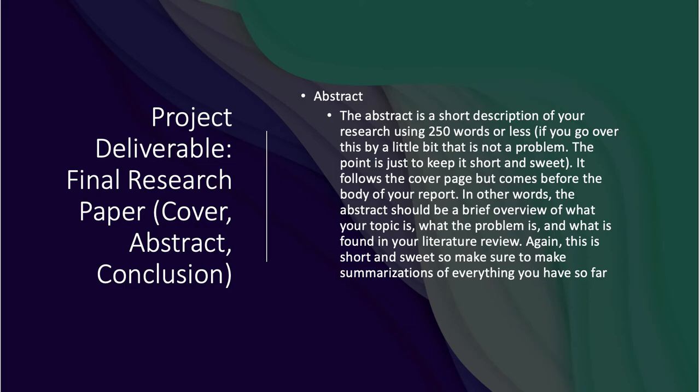So, when we talk about the abstract, it is a short description of your research, typically 250 words or less, so nothing crazy. 1 to 2 paragraphs is what we're looking for. The point is to just keep things short and sweet. It's a general summary of everything that you found. So in this case, it would be your literature review. So essentially a brief summary of your literature review of 1 to 2 paragraphs.